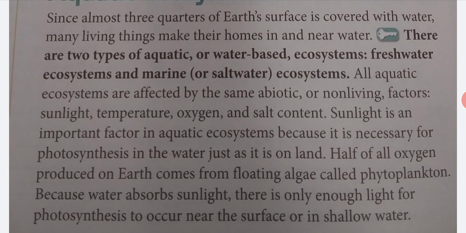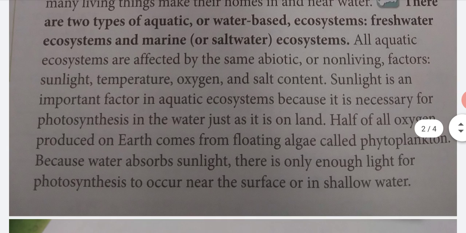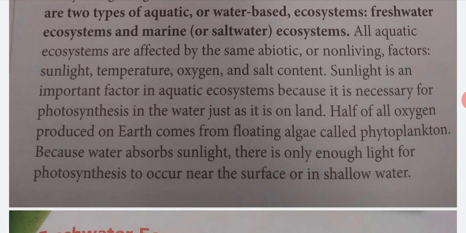All aquatic ecosystems are affected by the same abiotic or non-living factors: sunlight, temperature, oxygen, and salt content. Sunlight is an important factor in aquatic ecosystems because it is necessary for photosynthesis in the water, just as it is on land. Half of all oxygen produced on Earth comes from floating algae called phytoplankton. Because water absorbs sunlight, there is only enough light for photosynthesis to occur near the surface or in shallow water.